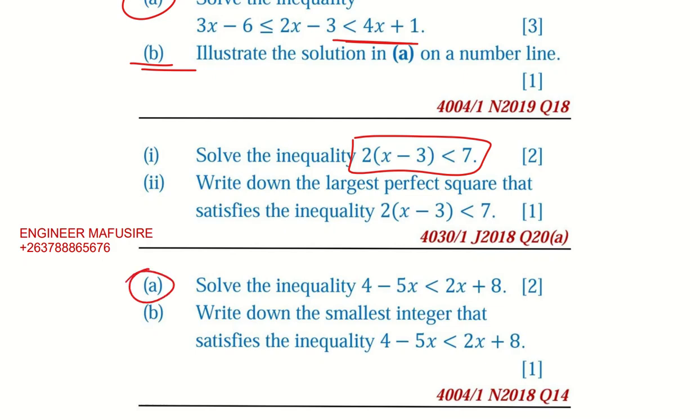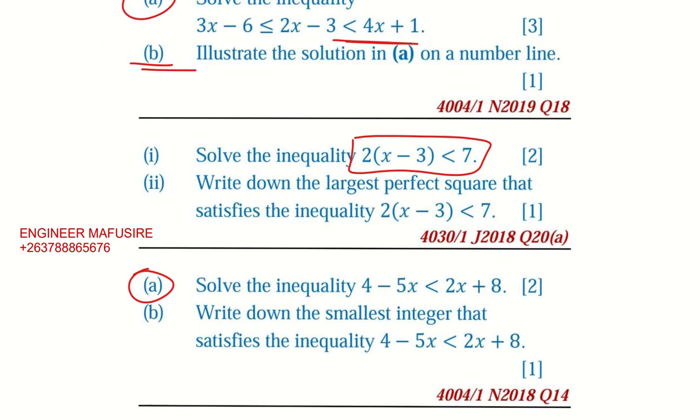Then we have part A, the last question. I can solve the inequality 4 minus 5x less than 2x plus 8. So let me rewrite this one: 4 minus 5x is less than 2x plus 8.